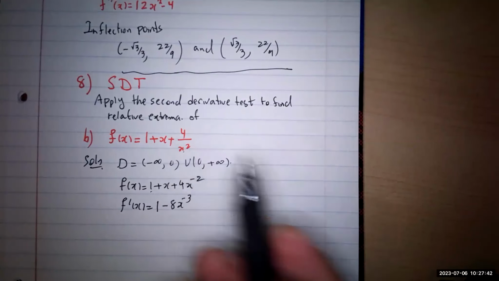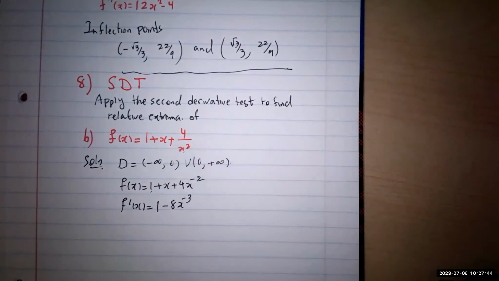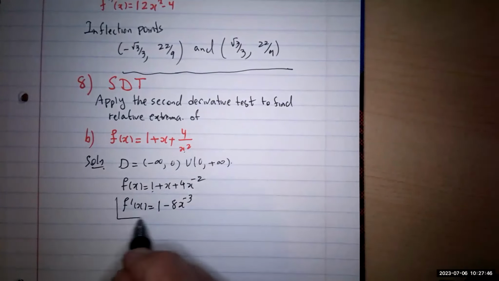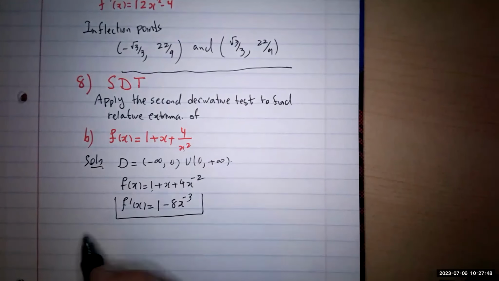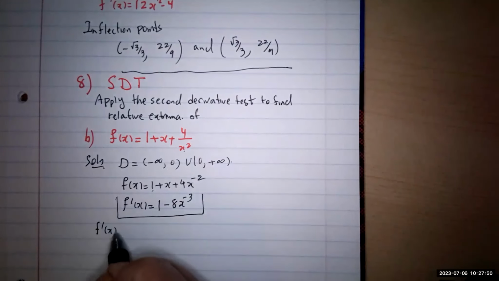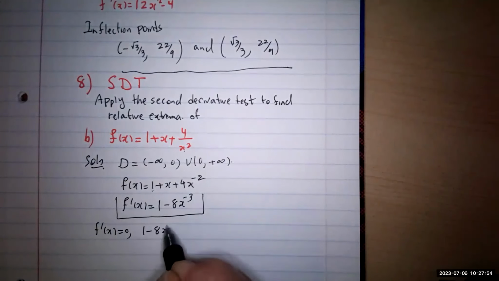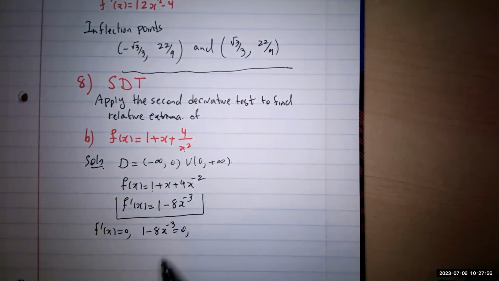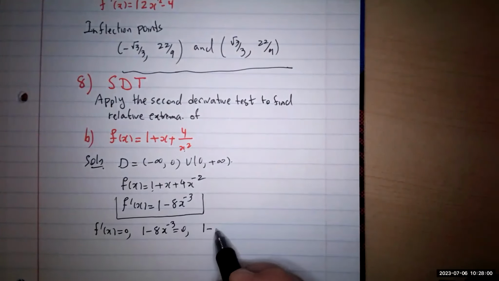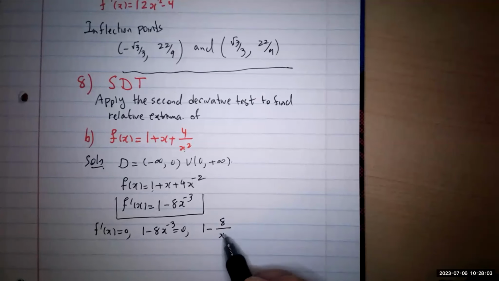Some people use the quotient rule. You can do it if you like, but this is easier. That's F prime. Let it equal 0. So you have to solve this equation. Since you want to solve the equation, change it to the positive power: 1 minus 8/x³ equals 0.